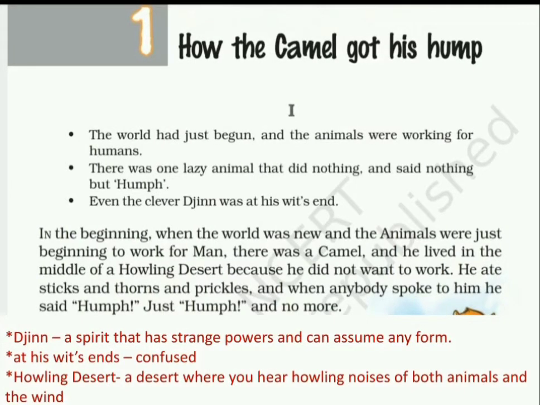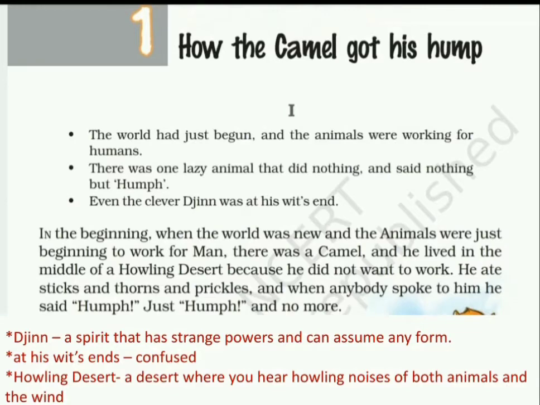In the beginning, when the world was new and the animals were just beginning to work for man, there was a camel and he lived in the middle of a howling desert because he did not want to work. So here, at the beginning when the world started and when it was new, all the animals were working for human beings, and at that particular time there was one animal. And what is that particular animal, children? Camel. And where did it live? Yes, right, in the middle of a howling desert. So what is this howling desert? A howling desert is a desert where you hear howling noises of both animals and the wind.